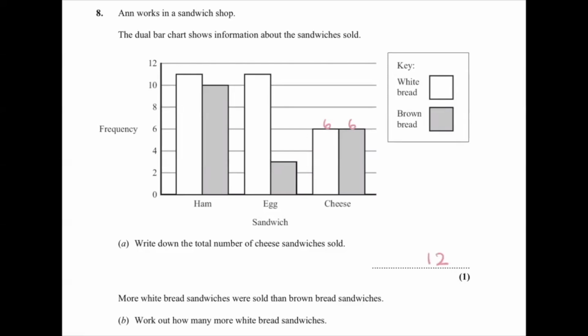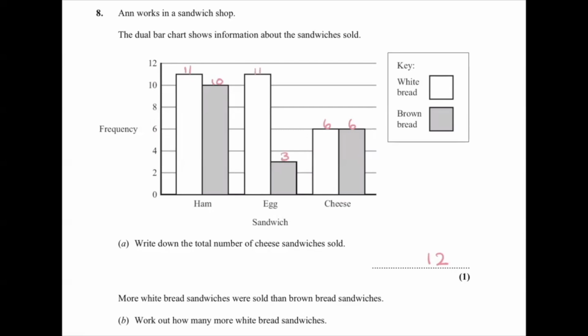Now, there are more white bread sandwiches than brown, and we've got to work out how many more. Now, to do this, we need to find out the heights so that we have the frequency of every single sandwich. So what we would be doing is looking at the top, going across, working out what that number is, and then that tells us, so in this case, it's 11. So we've got 11 ham sandwiches. And I just mark it on the diagram so it's really clear. I can't lose that information.